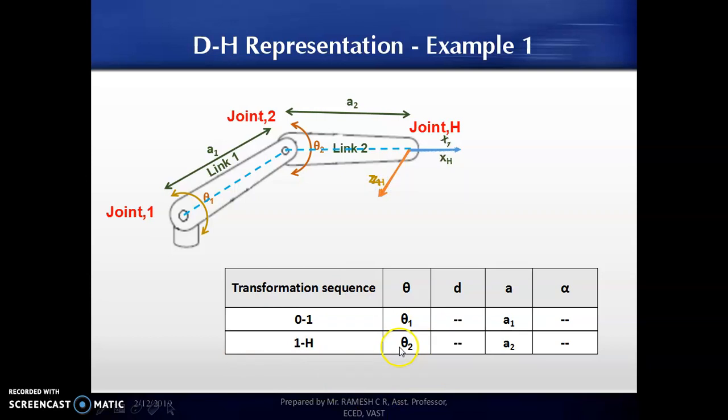So the transformation sequence has theta 2 for theta. There is no d transformation because we only have revolute joints, and the d parameter corresponds to prismatic movement of the joints. Then a is the link length, so here I have a1 and a2. Then alpha is the alignment difference between the two z axes, but here there is no need of aligning the z axis. Immediately after applying the sequence you can see that both x and z have been aligned.